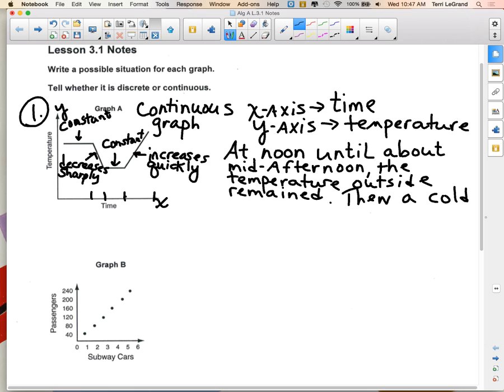Wait a minute, the temperature outside remains, you just put remains. Oh, thank you very much. I forgot the word constant, didn't I? I start thinking I gotta move on. Okay. Then a cold front.